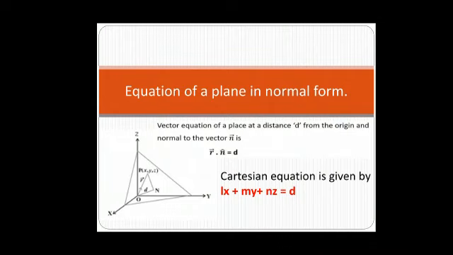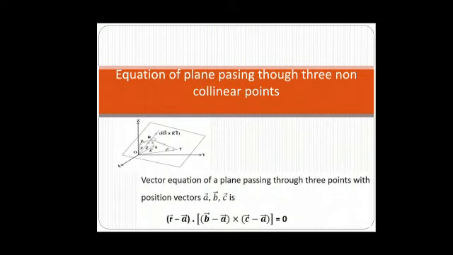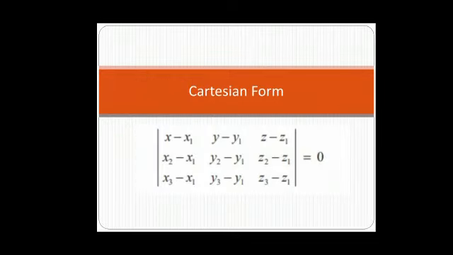Now the vector equation of a plane at a distance d from the origin and normal to the vector n is vector r dot n equals d, where n is the normal vector. The Cartesian equation is given by lx plus my plus nz equals d. Now the equation of a plane passing through three non-collinear points is given by vector r minus a dot vector b minus a cross c minus a, which is equal to 0.